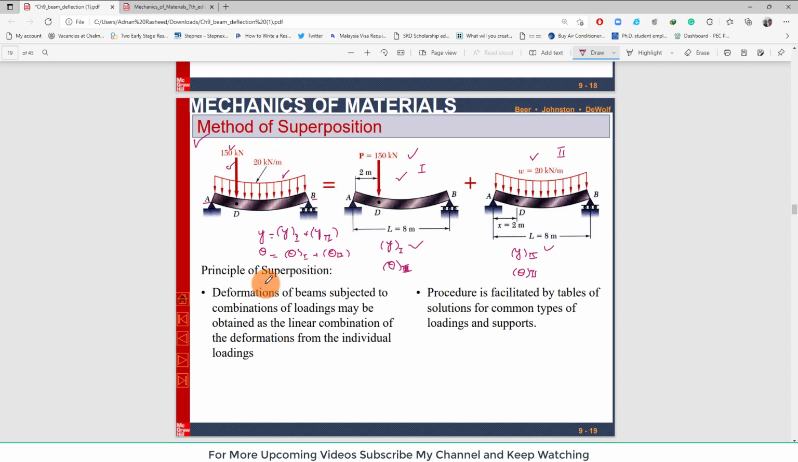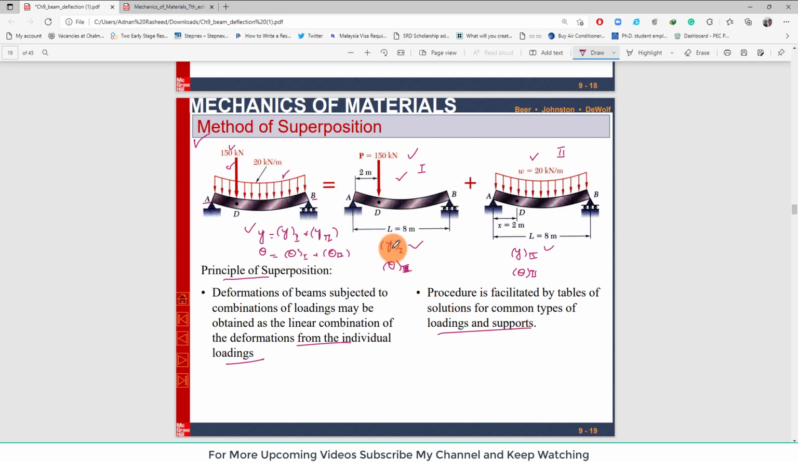Clear? So the principle of superposition is that the deformation of a beam subjected to a combination of loadings may be obtained as the linear combination of deformations from individual loadings. So the deformation of this beam can be obtained from the individual loadings, and then at the end we will add them in order to find the net deformation or slope. The procedure is facilitated by the table of solutions for more common types of loading and problems.